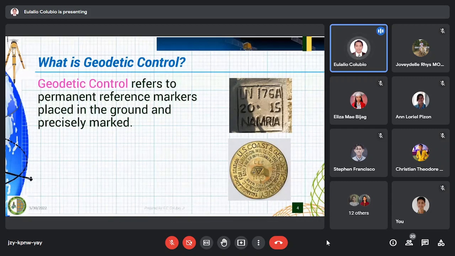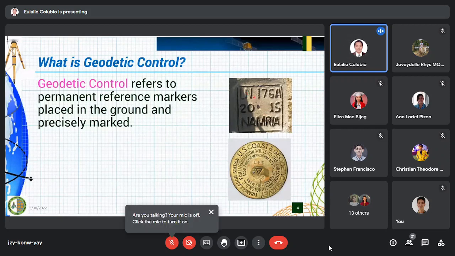Okay? So geodetic control refers to the permanent reference markers placed on the ground and precisely marked. Meaning there are marks, inscriptions, and letterings. For example, this one from NAMRIA, we have the LN 176A. I think this is a benchmark in Laguna or Lanao. Now I don't know the exact province of the benchmark.